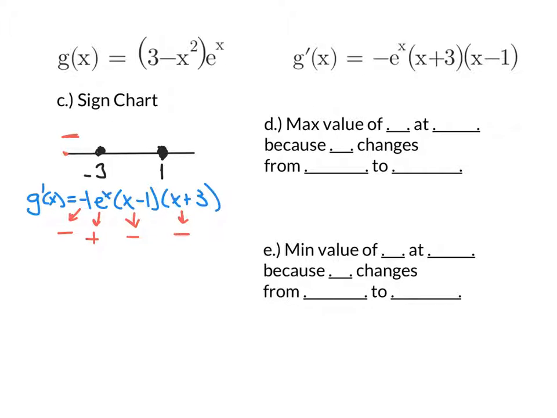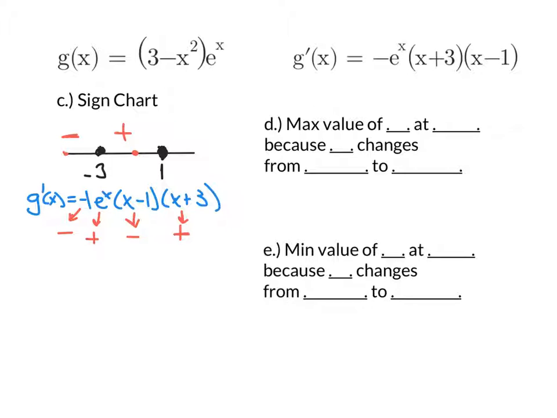Now I'm going to go through again and pick a number inside of here, like 0. If x is equal to 0, negative 1 is still negative. E to the 0 is 1, a positive 1. 0 minus 1, still negative. But 0 plus 3 is now positive. Now our entire product has changed from being a negative number to being a positive number.